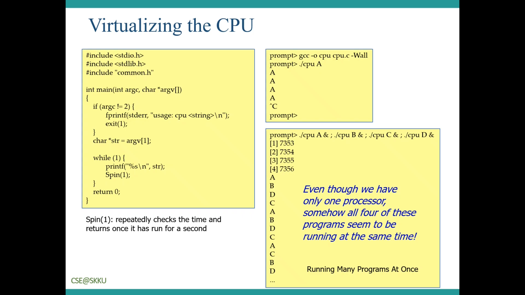Now let's run many different instances of the same program. To run 4 processes at the same time, we can use the ampersand symbol. Doing so runs a job in the background, which means the user is able to immediately issue the next command. Even though there's only one processor, all 4 programs seem like they are running at the same time, each printing out their own message. So how is that possible?